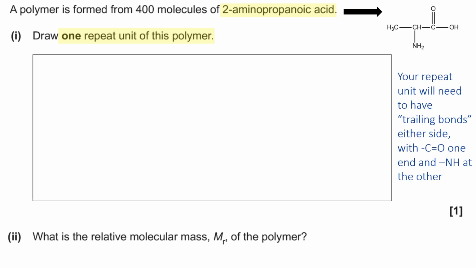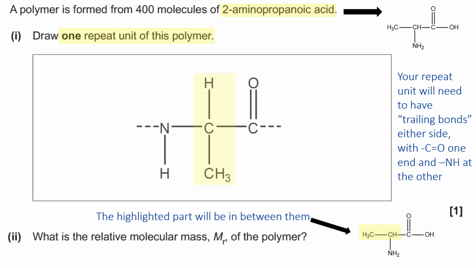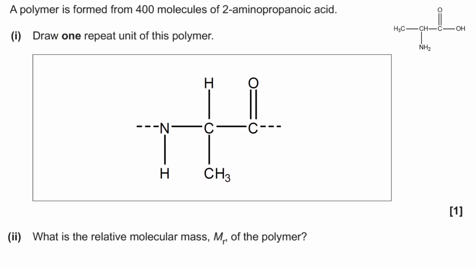So your repeat unit will need to have trailing bonds either side with a carbonyl one end and an NH at the other. So this section of the 2-aminopropanoic acid molecule will be in between those two trailing bonds. So perhaps the most challenging part of the question is the relative molecular mass part. So let's clear the screen and have a look at that.